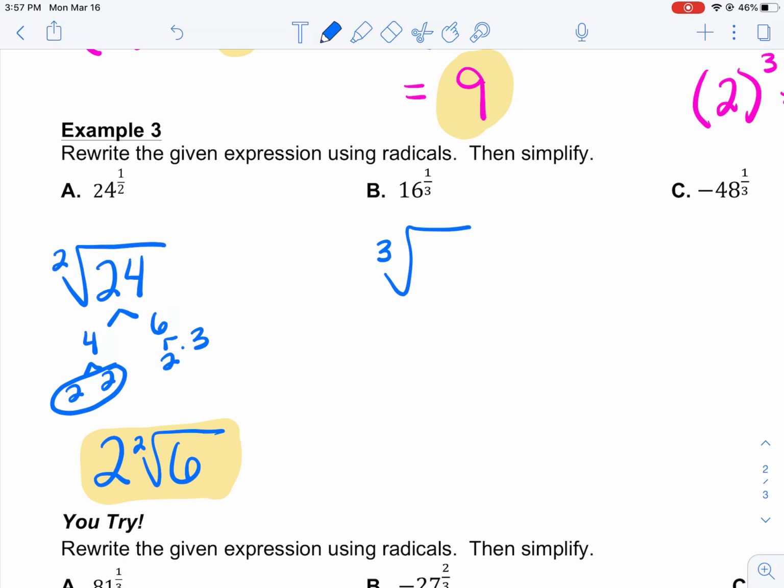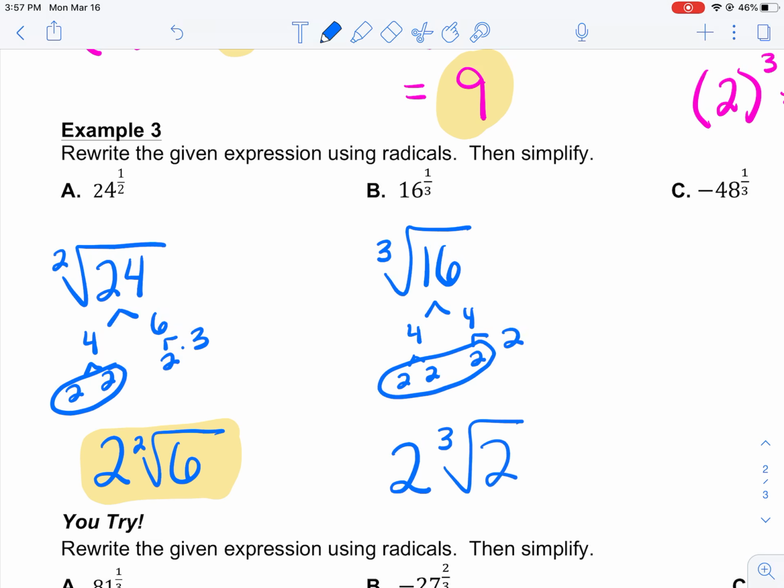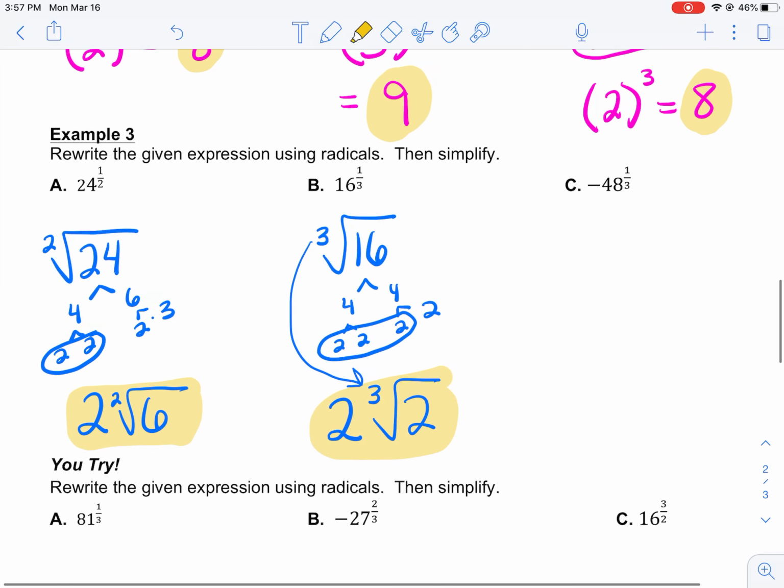Okay, so the next one, we have the cubed root of 16. We're going to break this down doing 4 and 4, 2 and 2, 2 and 2. We have a set of 3 2's here. So we take a 2 out, and then we're left with the cubed root of 2. And remember to put that 3 right back there. So we're just adding in that first step of writing it in radical form and then simplifying it.